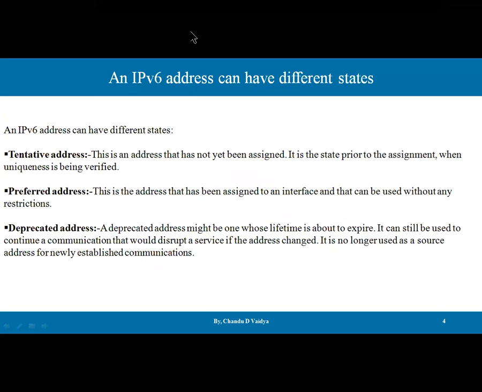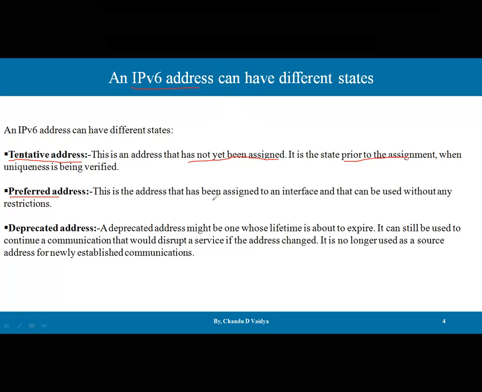Now there are different states of IP version 6 addresses. Actually there are three states. The very first state is the tentative address. This is an address that has not been assigned. It is the state prior to assignment, when the uniqueness is being verified. So the tentative address has not been assigned to that particular host. Once the uniqueness test is passed, after that it is going to be assigned. This is the state prior to that uniqueness test. This is the temporary, or tentative, address. Then the preferred address.